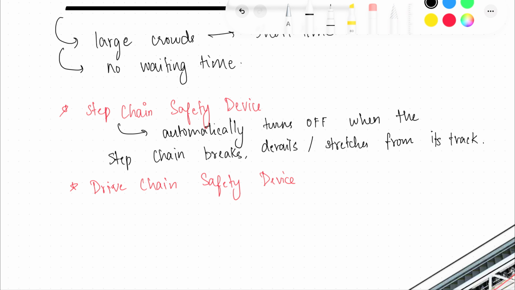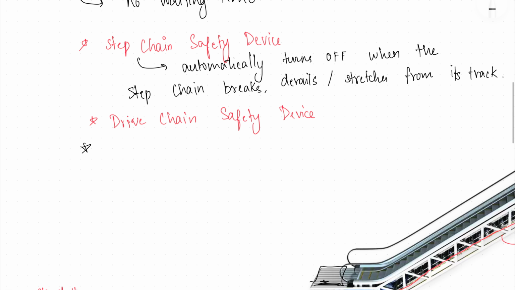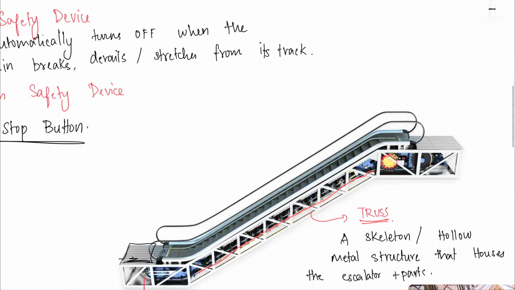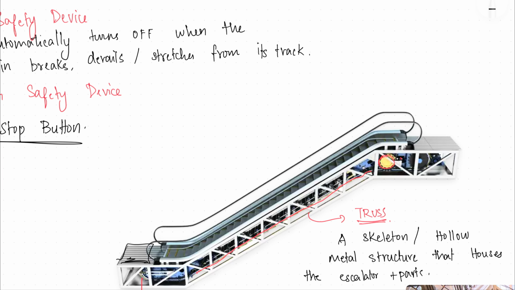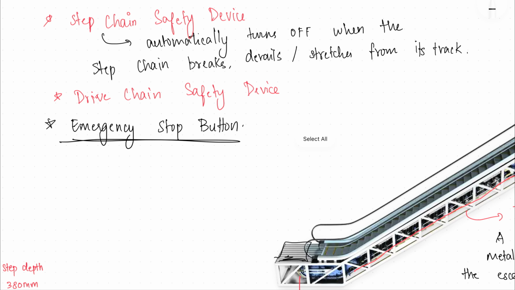Then you have something called the emergency stop button. These are buttons that you would have seen. They are present on both the top part and the bottom part, and these are usually huge red buttons. These buttons allow either the passengers or even the staff to manually turn off the escalator in times of panic, or if some cloth gets stuck in the escalator. During those situations, you can manually turn off the escalator. So the red button at top and bottom is for manual turn off.